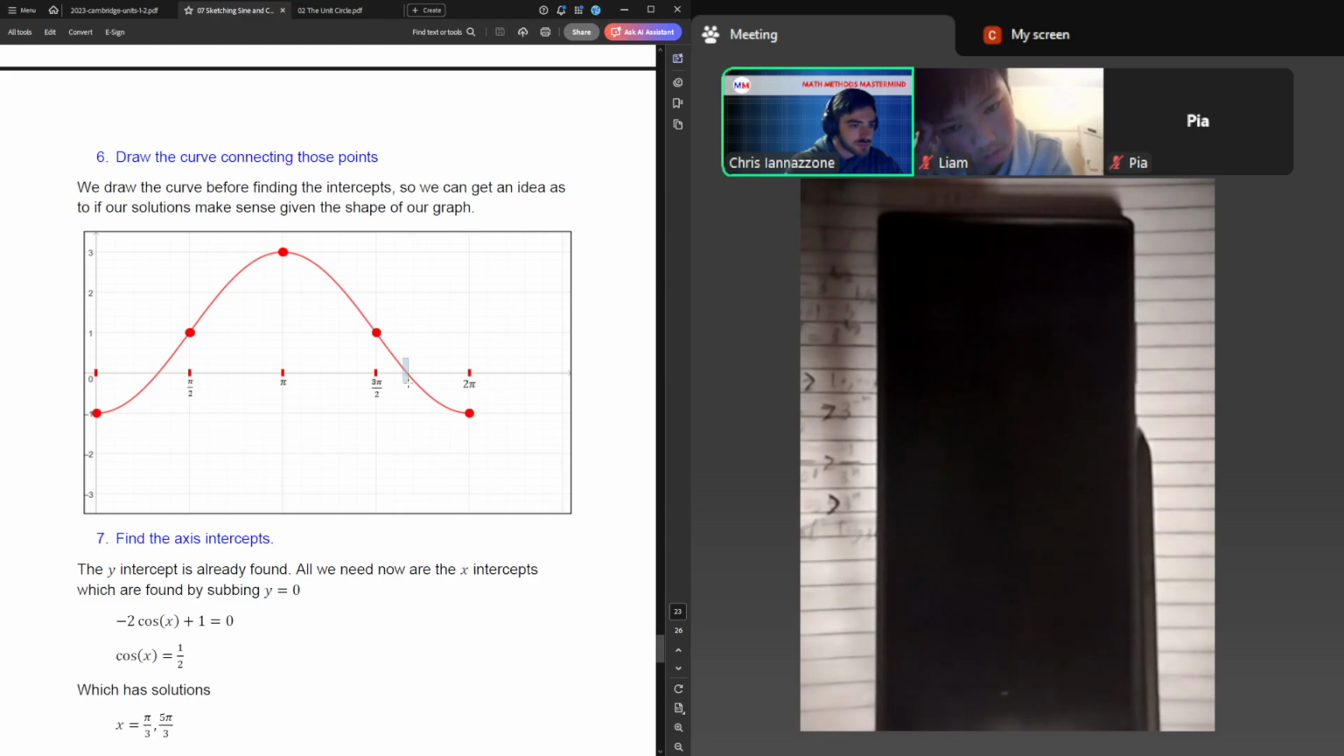Now, when we draw the curve, we'll realize, uh-oh, there's more things to solve. So I guess I'll pause here. Up until now, any questions so far on how we've achieved that?